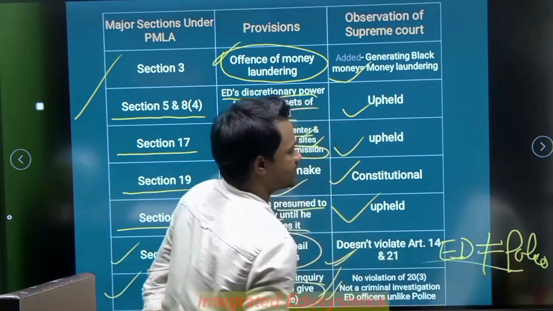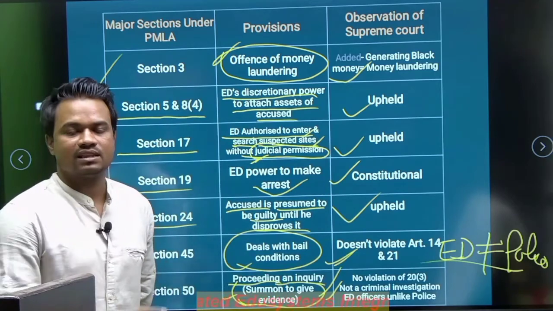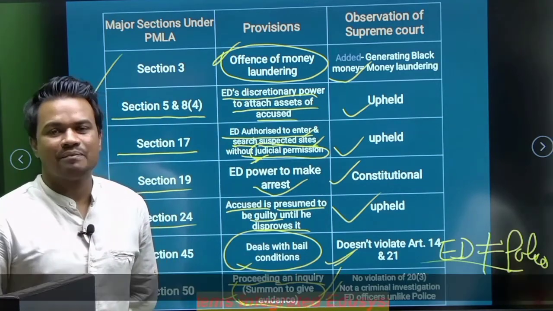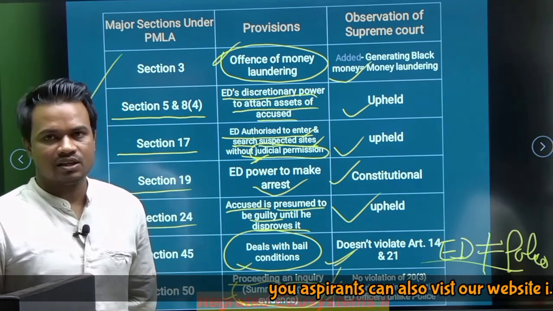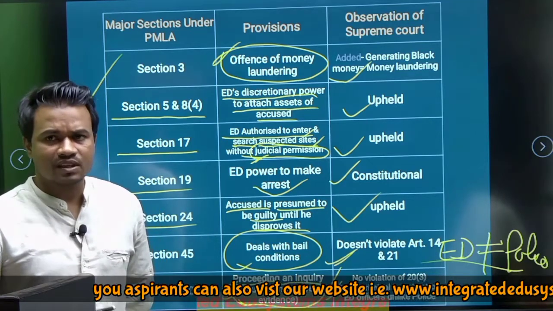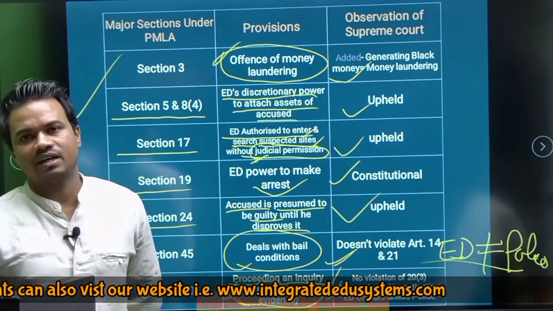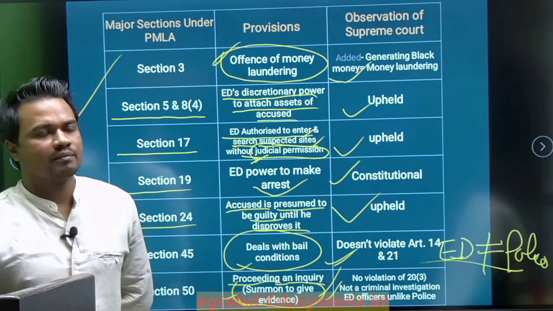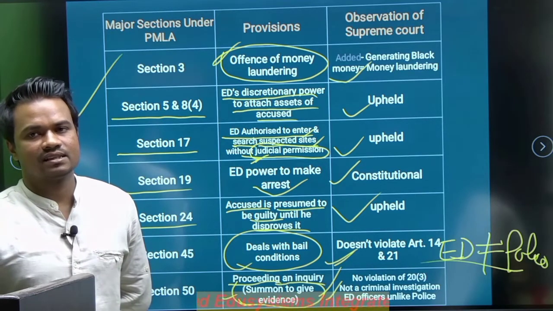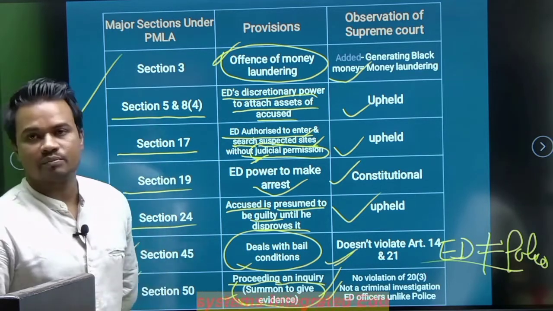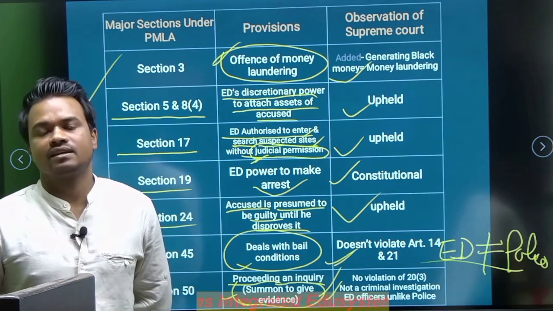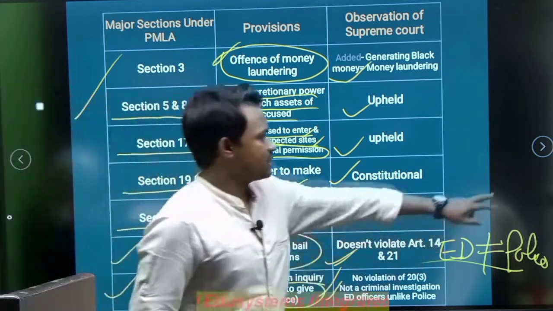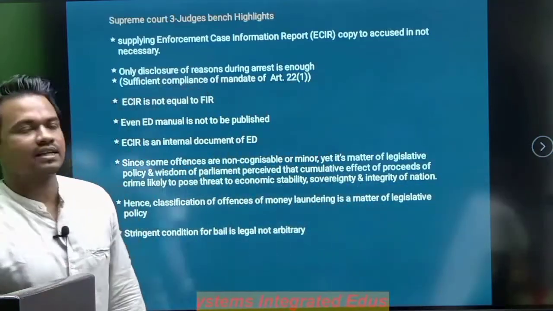This was the observation of the Honorable Supreme Court regarding some of the key provisions of the ED, those that have been in the news for some controversies as well as some overarching powers of the ED. So that was challenged in the Honorable Supreme Court, but the Supreme Court rightly rejected it, saying these provisions are important for the Money Laundering Act to be successful and effective. So these are all about the recent judgments and their observations.